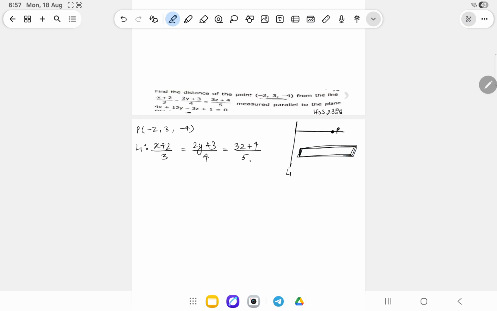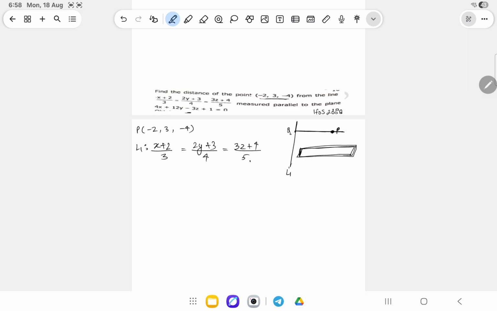So if we can somehow calculate the foot of this point P on this line, then we can use the distance formula to calculate the distance of this point P from the line. Let's say this foot be Q.